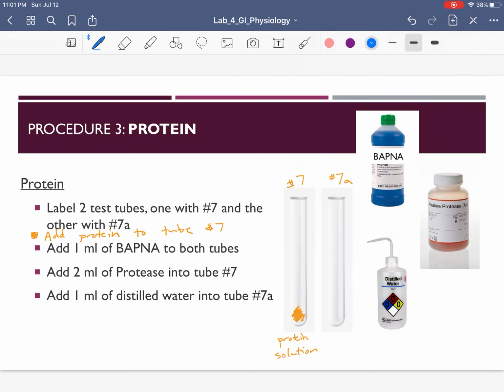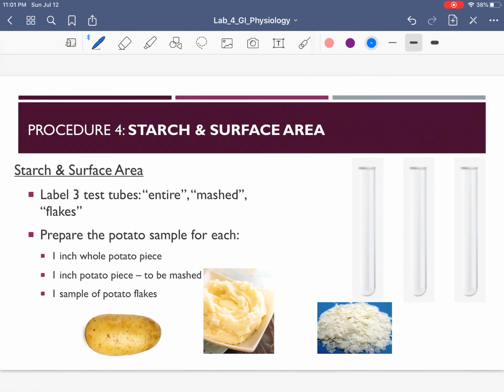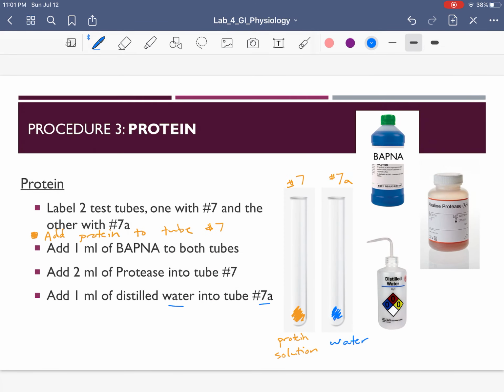To test tube 7A, we're going to add distilled water. That's what you see here. Add 1 ml of distilled water to test tube 7A. Okay? So we're kind of combining our protein and our control together. So to test tube 7, we have our protein solution. To test tube 7A, we have water. To both tubes, we're going to add the BAPNA, which is the indicator. So we're adding the indicator to both.